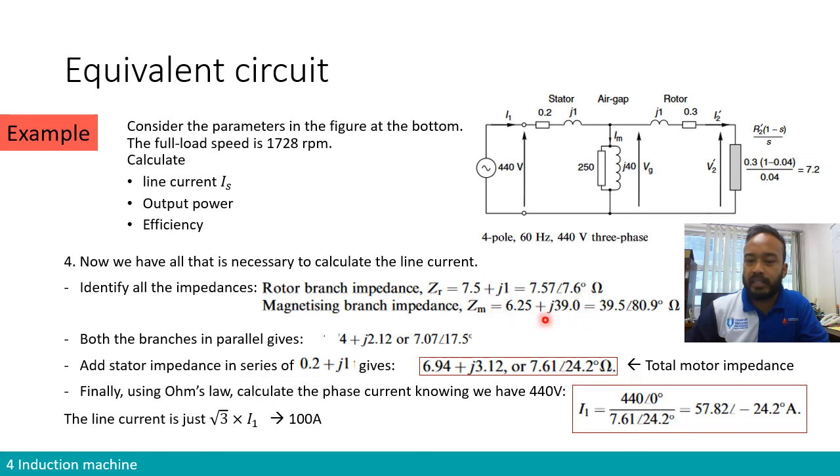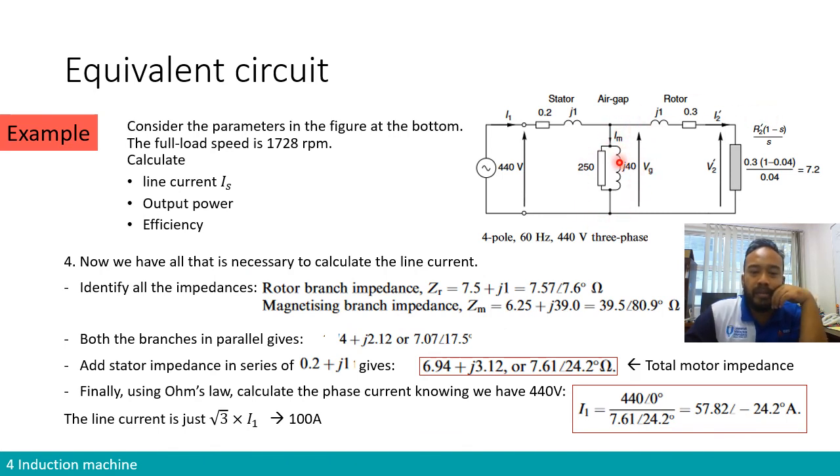So there's a mistake over here in the value. It should be the resistor over here is 6.25 and the reactance over here is J39. So this is a wrong value that I put on the circuit diagram. Okay, so this is ZR, the impedance for the rotor branch. This is ZM, the impedance for the magnetizing or air gap branch.